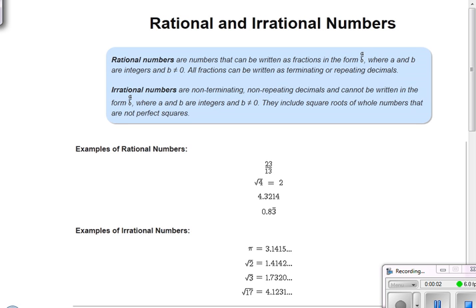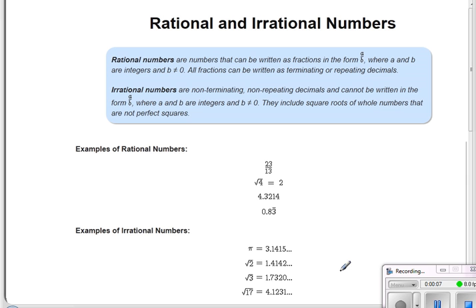Rational and irrationals are the first topic we'll cover. Rational numbers we covered in class. Reminder that rational numbers are any numbers that can be written as a fraction. As a decimal, what they look like, they are terminating or repeating decimals.